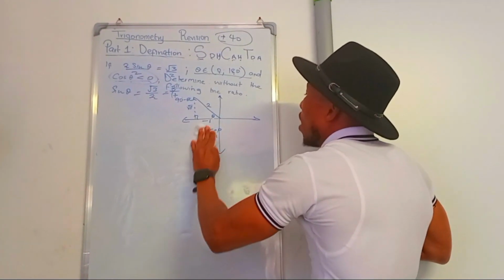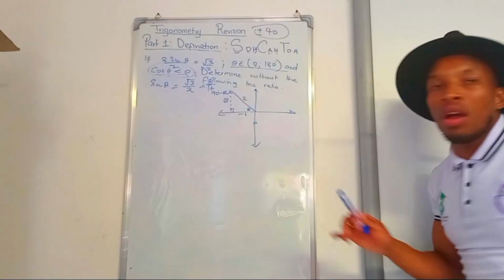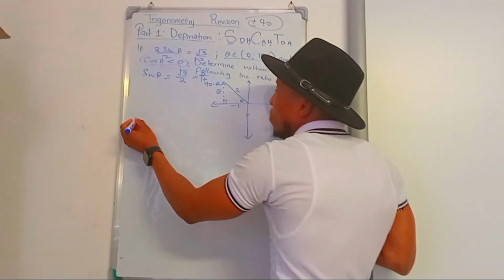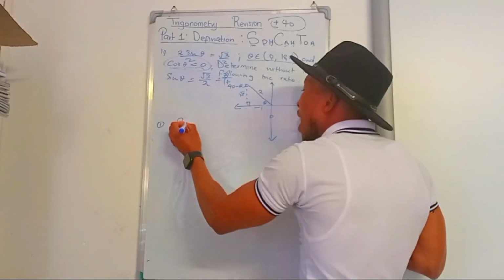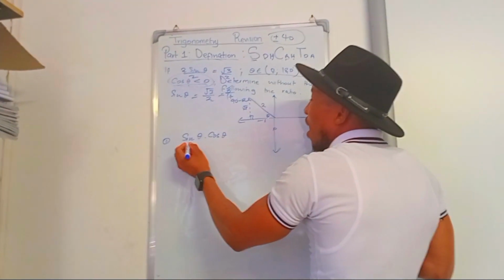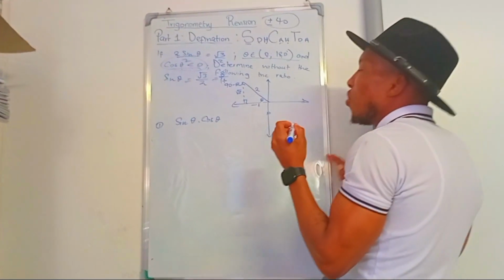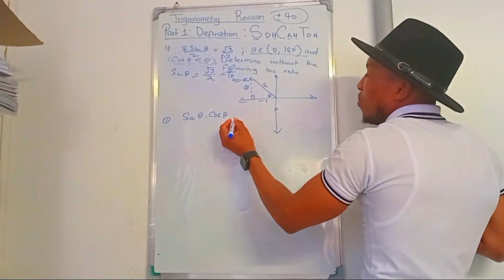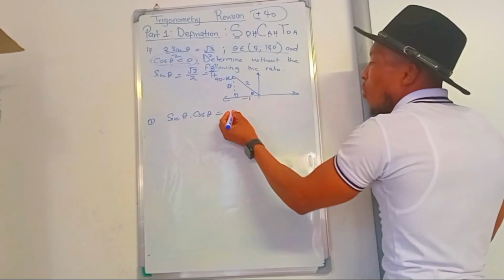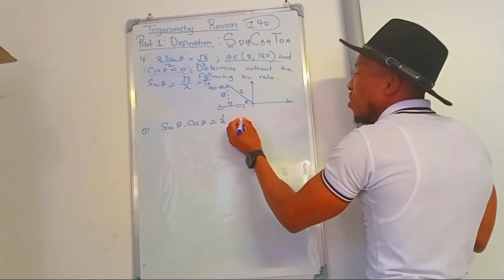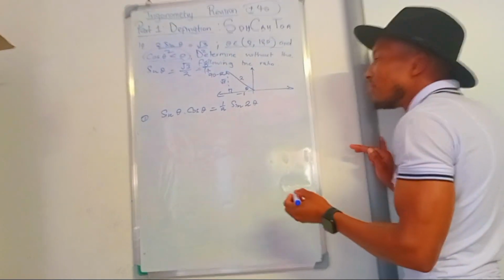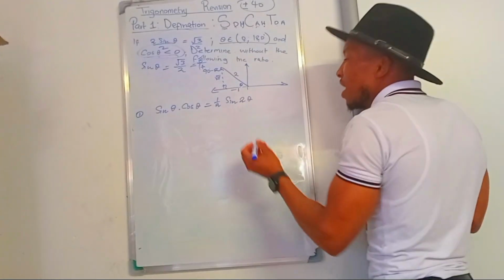Now we have the value of x, which is negative 1. Then what we're going to do now is determine sine theta times cos theta, which is going to be equal to 1 over 2 sine 2 theta. Okay, let's go.